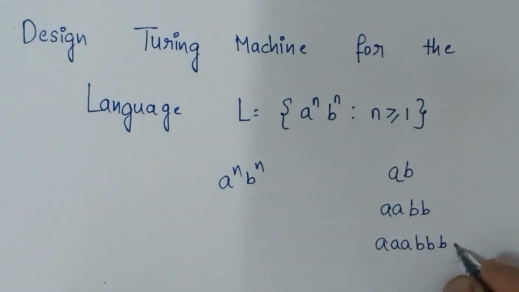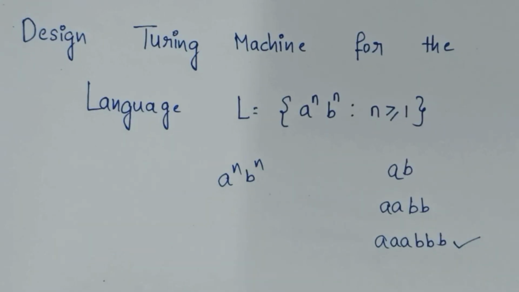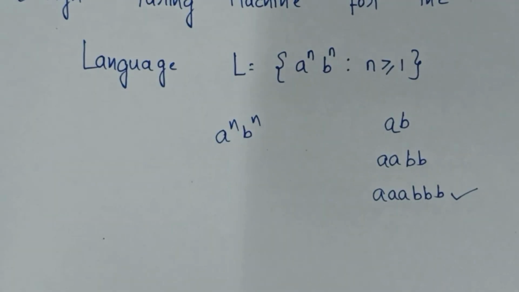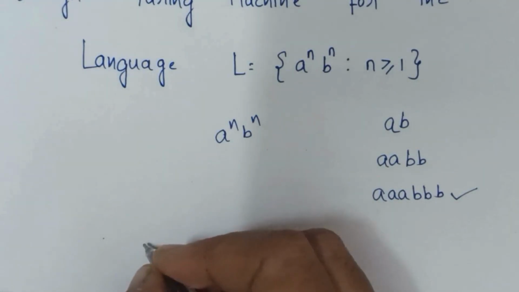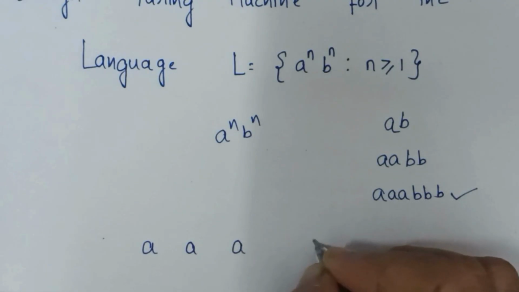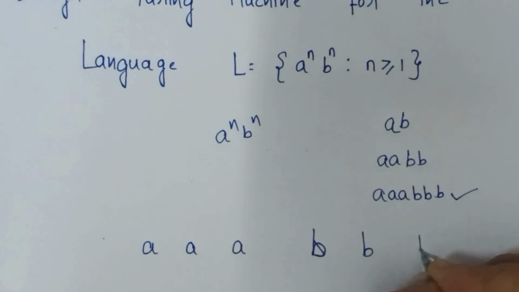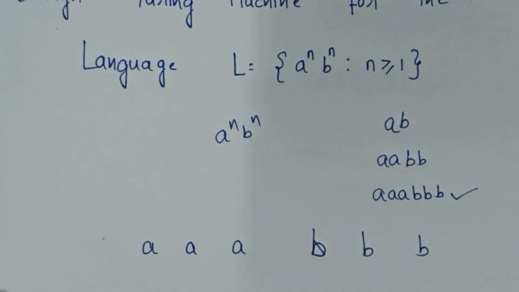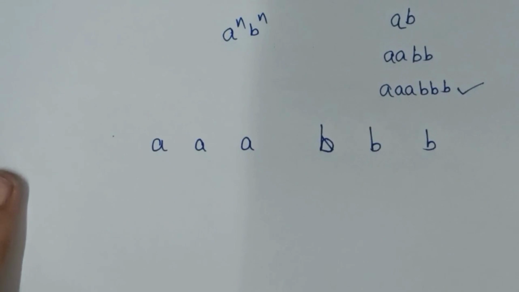So let us take this example and try to write the transition functions for this and then design the transition diagram. So we have 3 a's followed by 3 b's. So 3 a's followed by 3 b's.